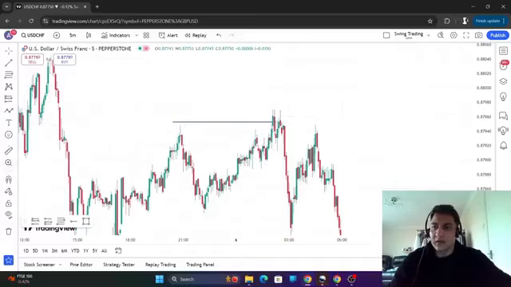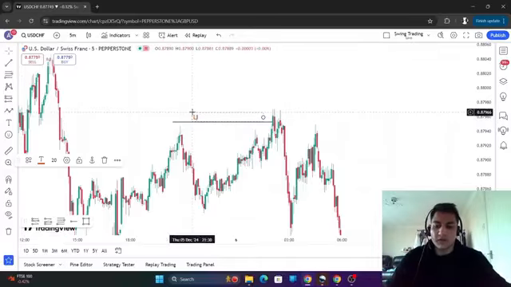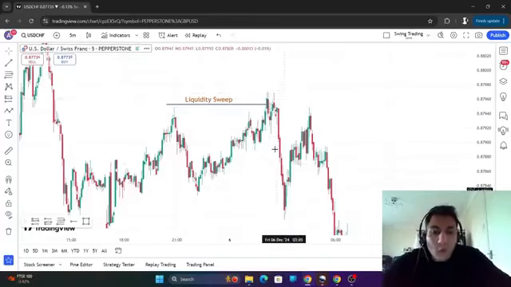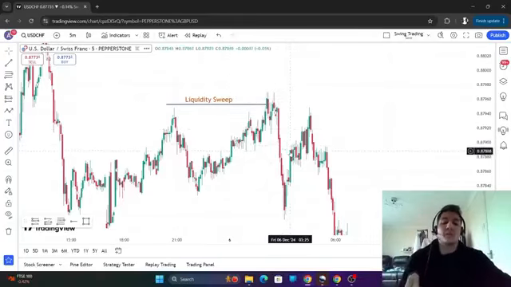So we're going to mark this out. This is our liquidity sweep, right? This is the first thing we're looking for. We're looking for a liquidity sweep. We're looking for price to take out a high or low, like it does here, and then quickly, aggressively, sharply move in the opposite direction, right?